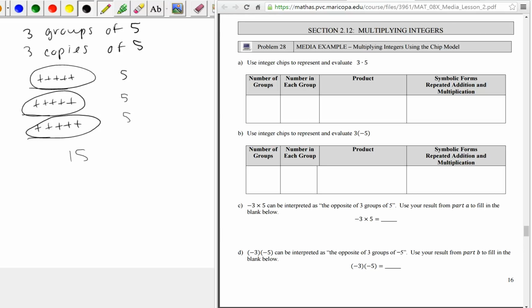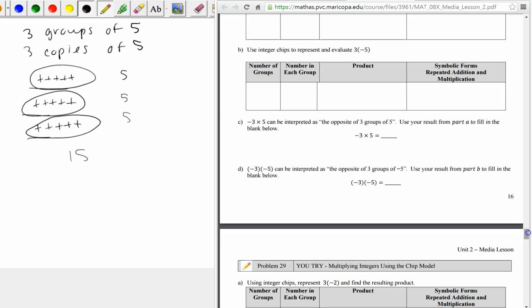Now you'll notice in the next 2 examples, we're just going to use the opposite of type language. So we have negative 3 times 5. So what's negative 3 copies? Okay, we could use the commutative property, but we actually haven't discussed that yet. And also we want them to utilize this idea of using the opposite.